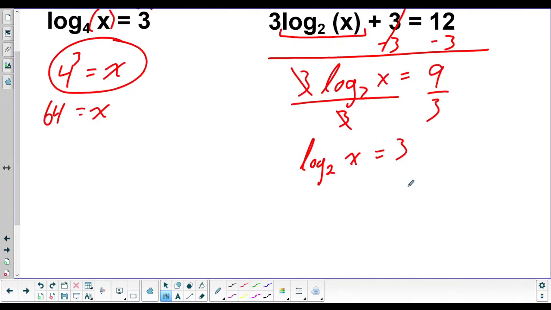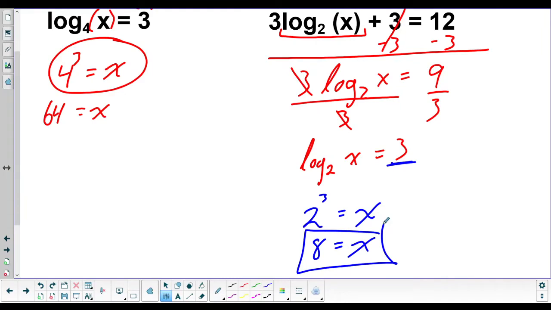Now we can rewrite our isolated log as an exponential equation. So our base is 2. The exponent is what the log equals. So 3 equals the argument, so x. 2 to the third power is 8. So there we go. Our answer is x equals 8.